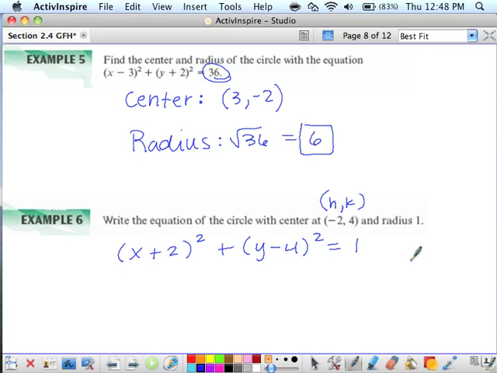So for example, if you had a radius of r equals 2 square root of 5, then to square that would be 2 square root of 5 all squared, but you wouldn't leave it like that. You would actually change it to 20. And so that's what would be on the right side. So you do simplify it that way. Okay, I was just wondering. That's a good question.